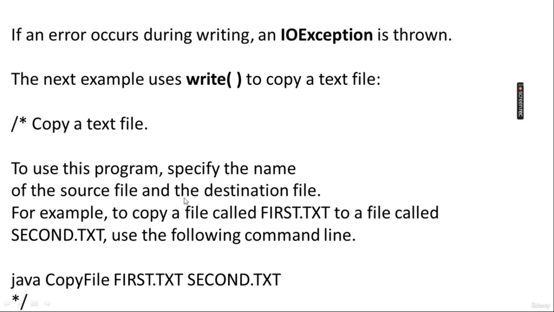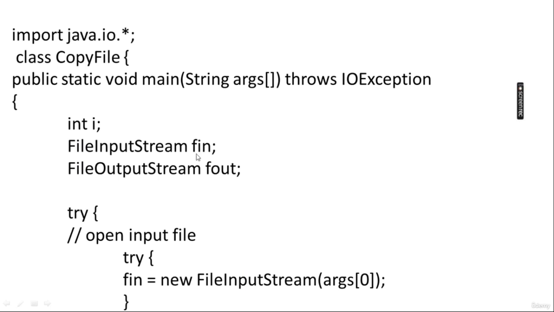Now we will see the write example. In this example we will specify the name of the source and destination file. To copy the file called first.txt to a file called second.txt, you use the command line arguments like java filename first.txt second.txt. So first.txt will be the file containing the data to be copied, and second.txt will be a plain text file without any content; from first we will read the data and to second we will write the data. Now FileInputStream object fin, FileOutputStream object fout.